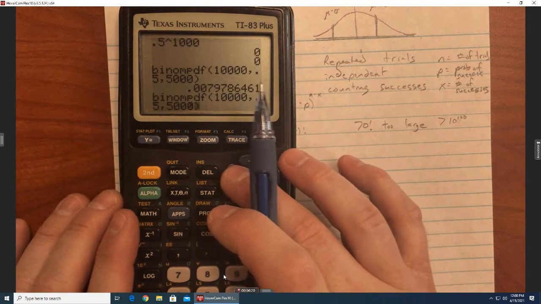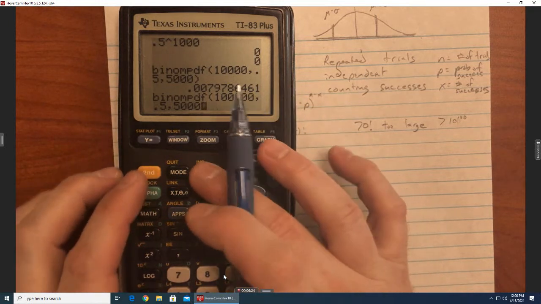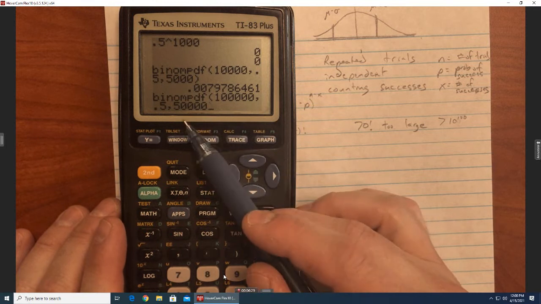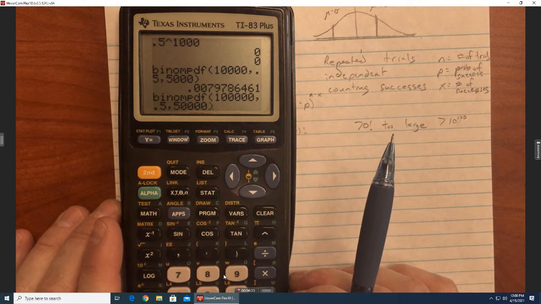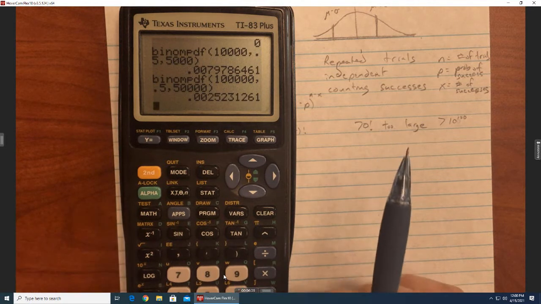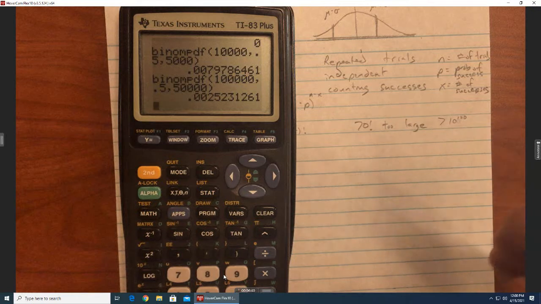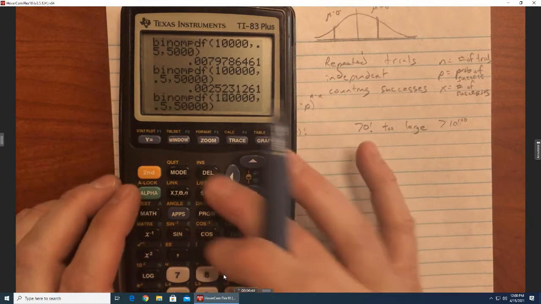Okay, so let's make the numbers a little bigger, since that one wasn't too hard for the calculator. So now let's look at flipping a coin 100,000 times, and try to find the probability that it comes out heads exactly 50,000 times. Again, that's pretty fast, but you can see these probabilities are starting to get pretty small. If I kept increasing this, instead of 100,000, let's try 1,000,000.